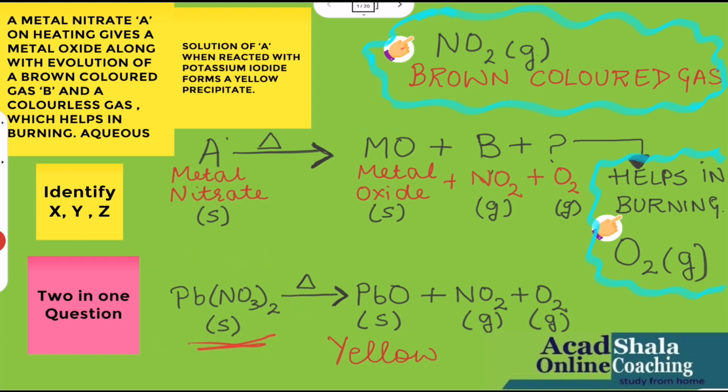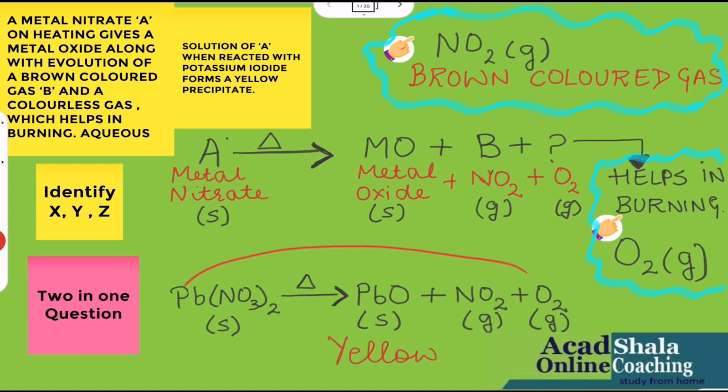When I heat this, I get lead oxide, which is yellow in color, along with NO2 gas and O2 gas. Am I clear? So when there is a nitrate in the reactant, of course, nitrogen dioxide gas will be formed, along with lead oxide, which is yellow in color. So the colors of the compounds or the gases, you should also know side by side so that we can solve as it is asked in the question.